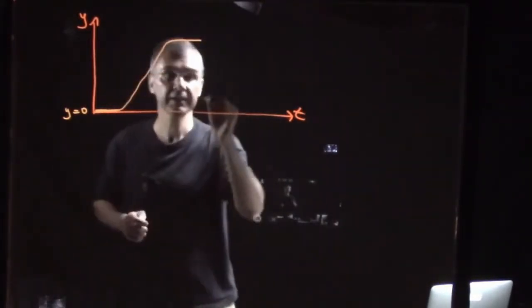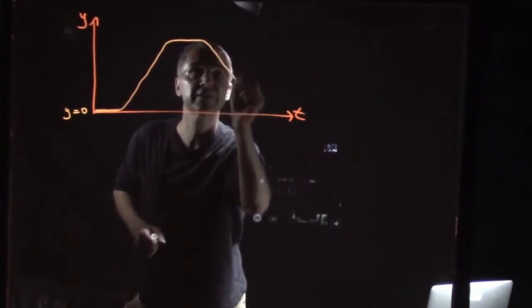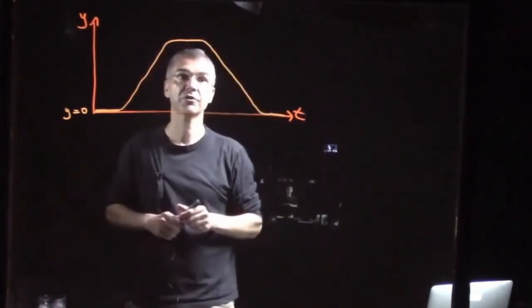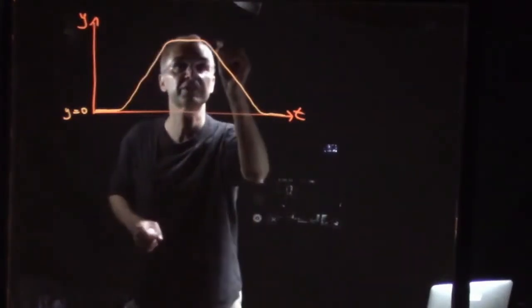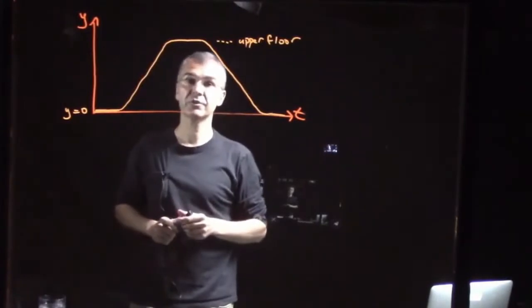People get out and people get back in, and then the doors close and it heads back down, and there's a little period where it speeds up, but then it's basically going down at constant velocity, and then finally you reach the ground floor again. So I think that position versus time looks something like this. This is the upper floor, and this y equals 0 represents the lower floor. So that's the position versus time.